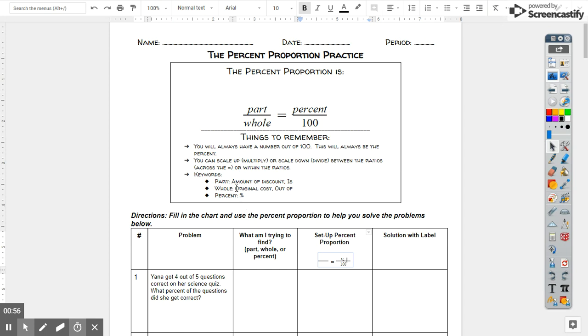Some keywords to remember. If it says amount of discount, that's probably going to be a part. Sometimes "is" can be a keyword that means the part. For a whole, if it says original cost, that's probably a whole. If it says, what's the discount cost? That would be a part. If it says "of" or "out of," that's probably the whole. And the percent symbol is always going to be an indicator of the percent.